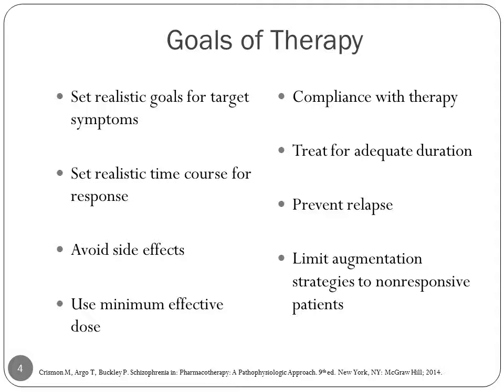Patients with schizophrenia often have a very difficult time adhering with medications as well as non-pharmacologic treatments, so we want to try to improve adherence as much as possible. Again, treat for an adequate duration, prevent relapse, and then limit augmentation strategies to non-responsive patients. We'll talk about that sometimes you'll see patients on multiple antipsychotics, and there's really not strong evidence for doing this, so we really want to limit that to patients who truly need it.